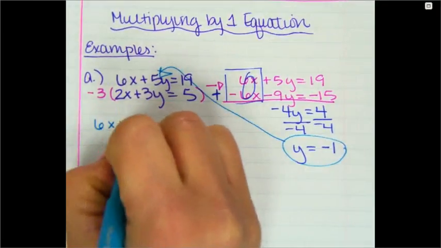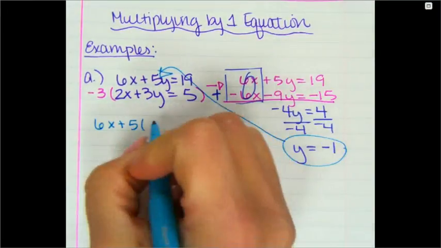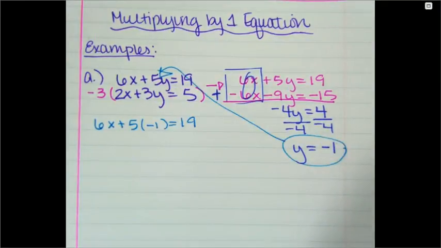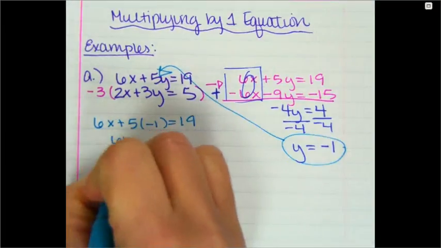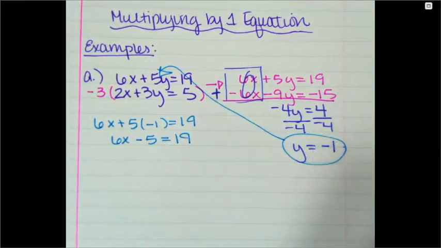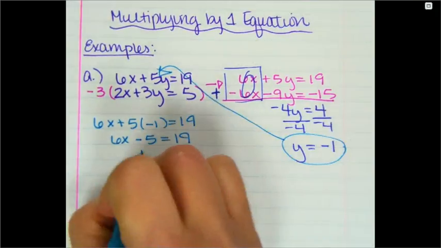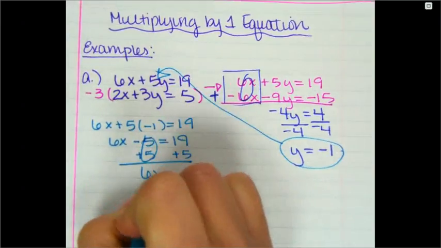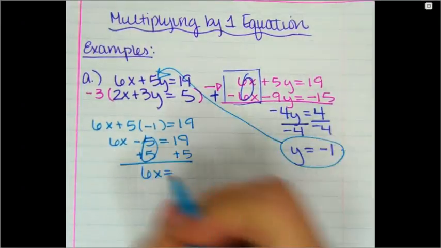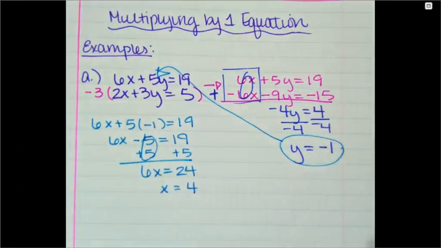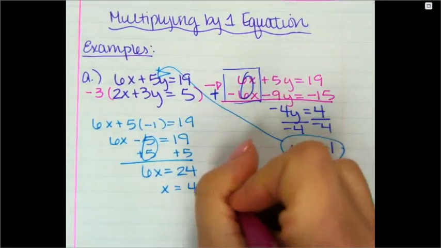So 6x plus 5 times negative 1 equals 19. We get 6x minus 5 equals 19. Now what? Add 5. So we get 6x equals 19 plus 5, which is 24. And then x equals what? 4. So what are you going to tell me? x equals 4 and y equals negative 1.